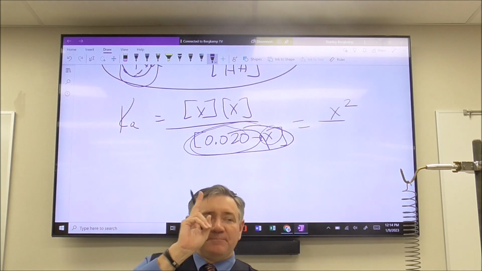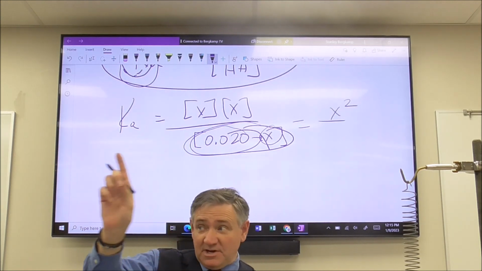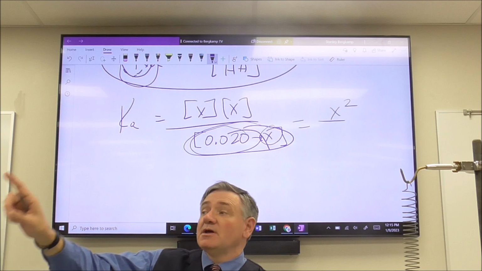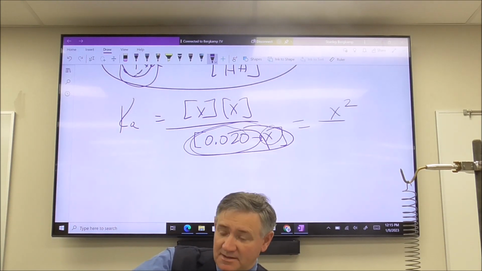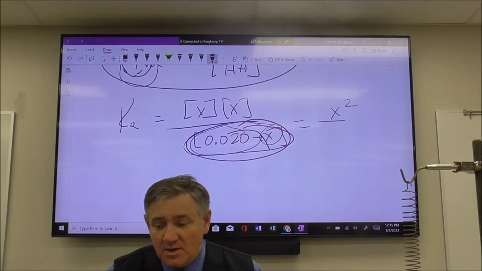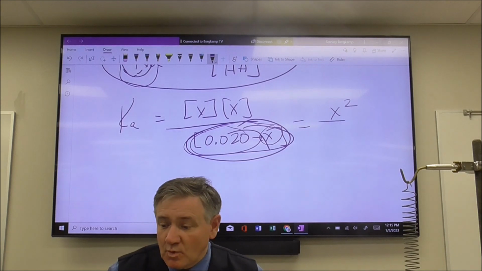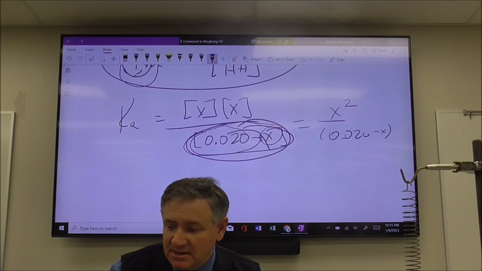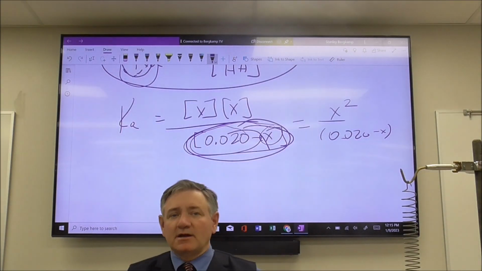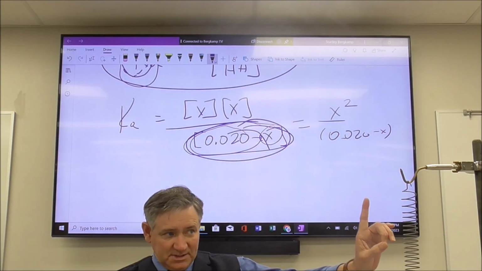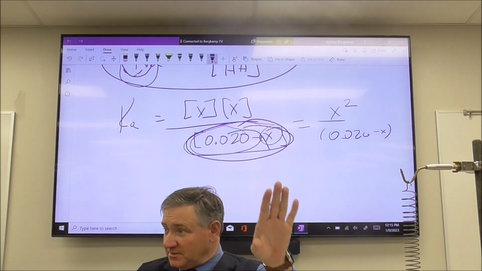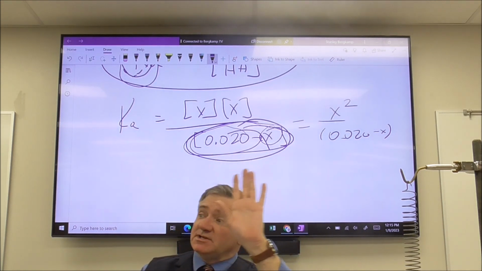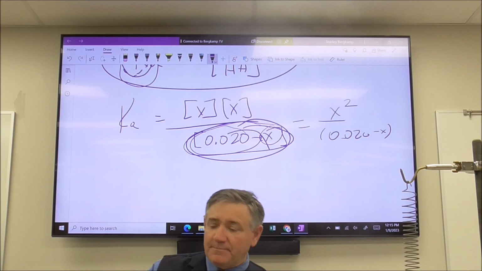Now, if it does matter, and you're going to have a problem like this on your assignment, then you have to work it as a quadratic. In that situation, you leave that as 0.020 minus X, and then you have to solve it as a quadratic. I'm only going to make you do that one time. I will never make you do it on the test, but it's so you see the significance of when you need to do that.